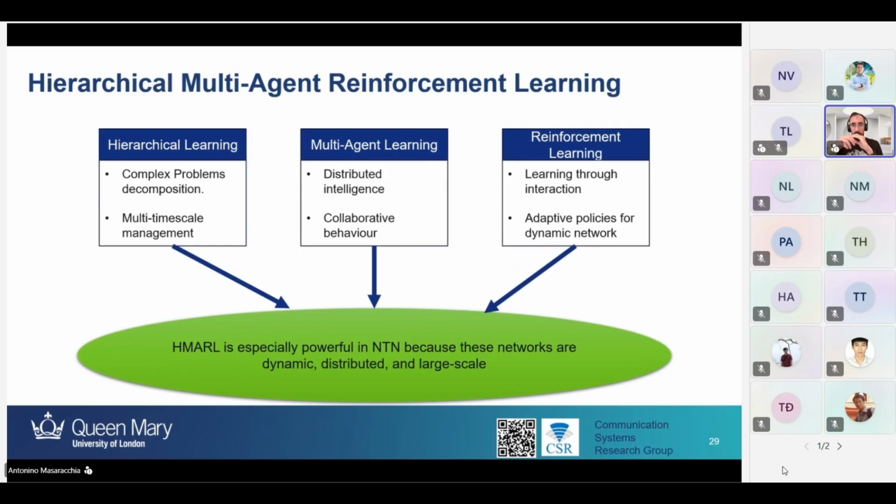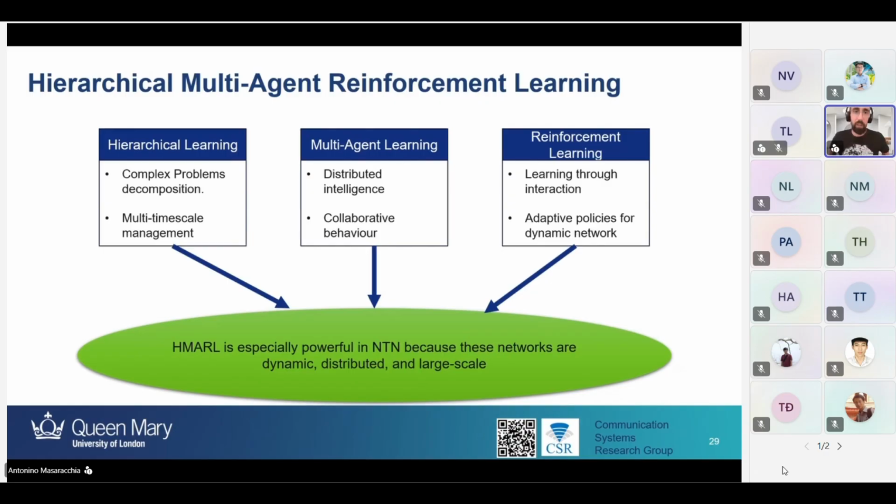Recently, the alliances that I mentioned before, like the AI-RAN Alliance, have been gaining a lot of interest in hierarchical but also multi-agent reinforcement learning, which seems to be the same thing, but they are essentially different. Because the hierarchical learning is going to provide the possibility of decomposing complex problems and providing multi-scale management. The multi-agent, on the other side, is going to provide distributed intelligence and collaborative behavior, meaning that there are different agents that can collaborate to reach the optimal policies and share the experience in terms of transfer learning to learn new policies for a new scenario.